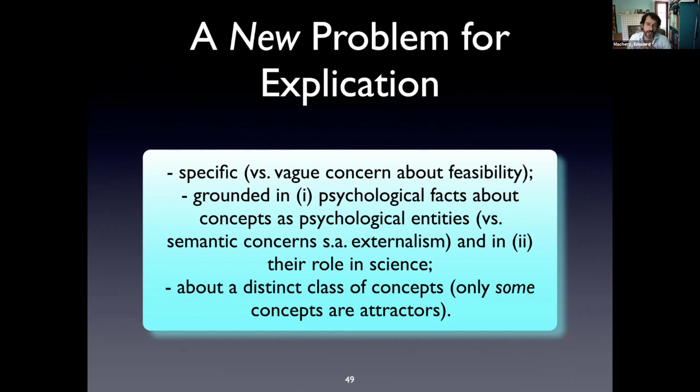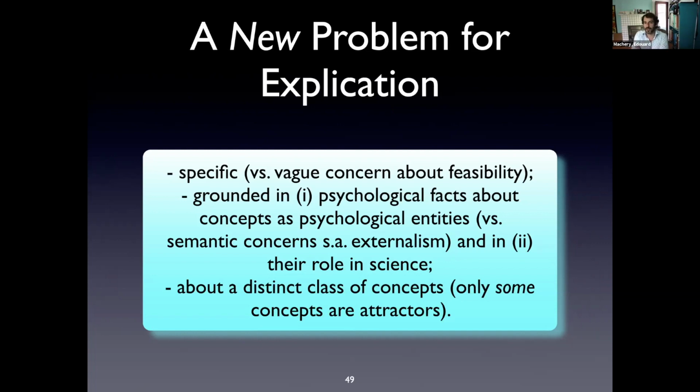And so the second aspect of this concept that makes them resistant to explication is a functional role. It's a role in science. And I'll say a bit more about these two things on the next slide.